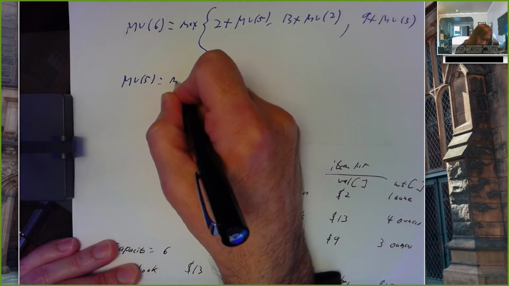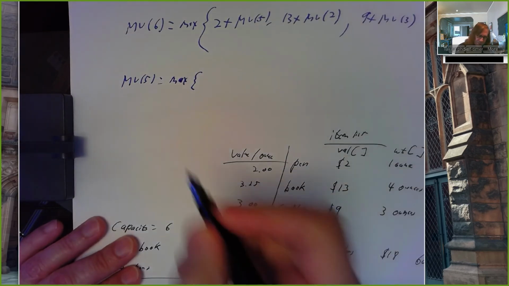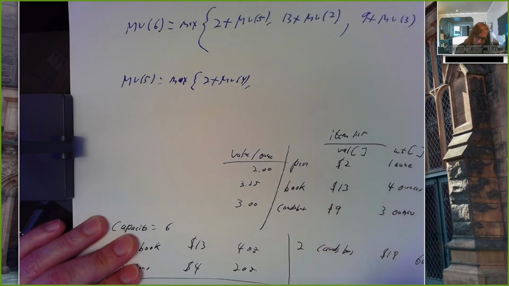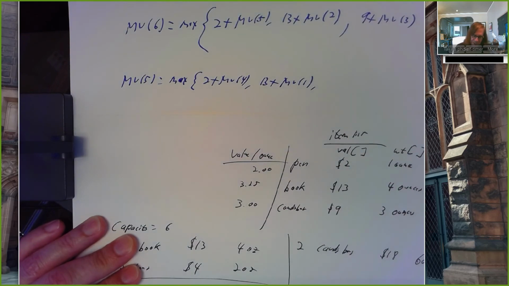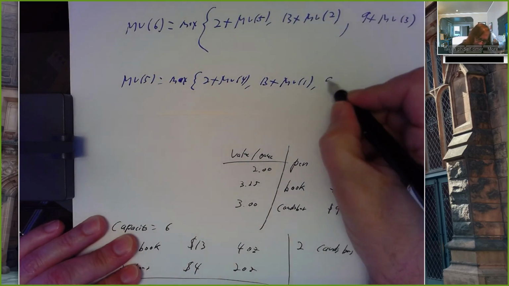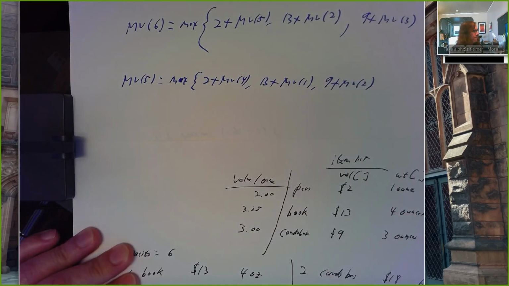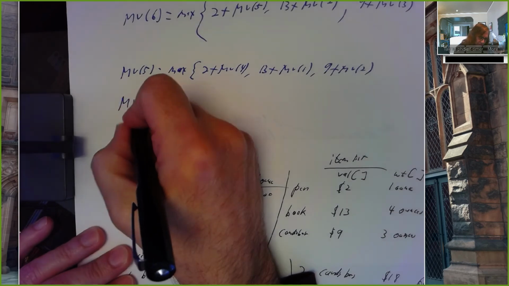And max val 5 will be the maximum of: start with a pen, 2 plus max val of 4. Start with a book, 13 plus max val of 1. And start with a candy bar, it's 9 plus max val of 2. And so on.